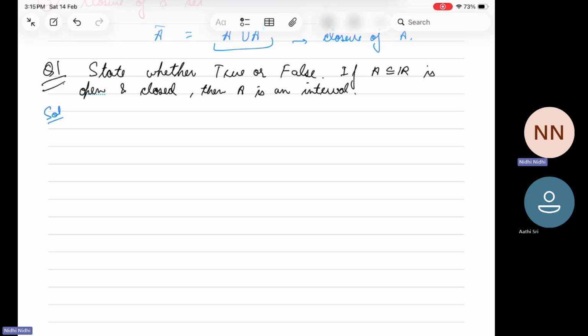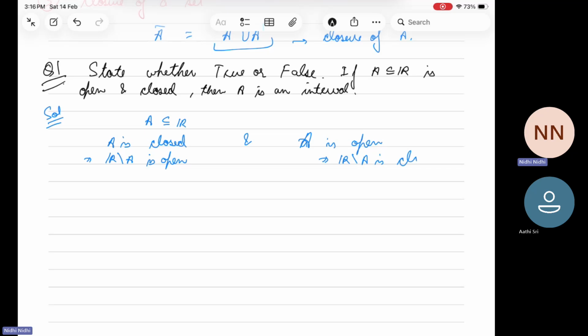Now suppose A is a subset of R, A is closed and A is open. We know that complement of a closed set is open. That means R minus A is open. And hence, complement of open set is closed. That means R minus A is closed.